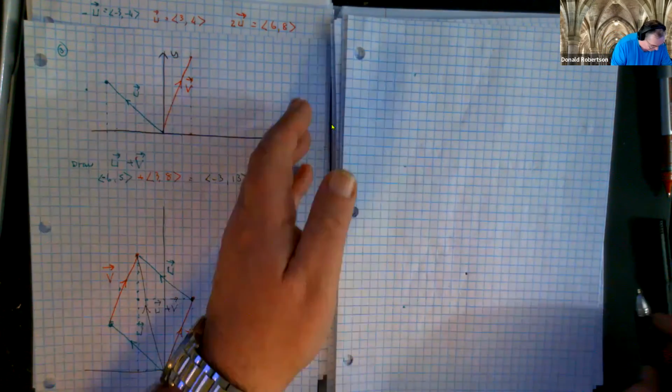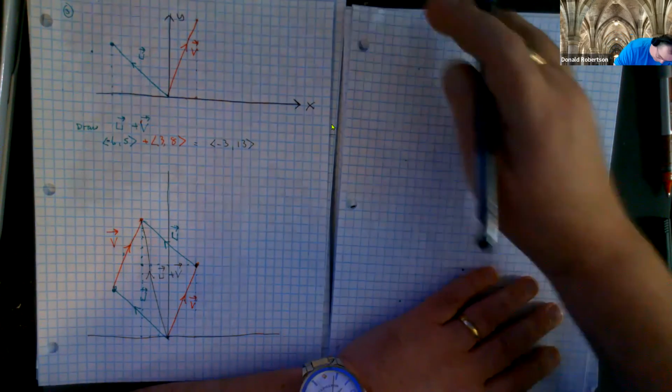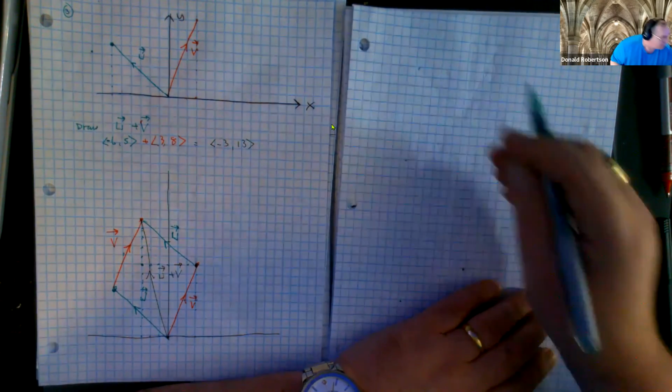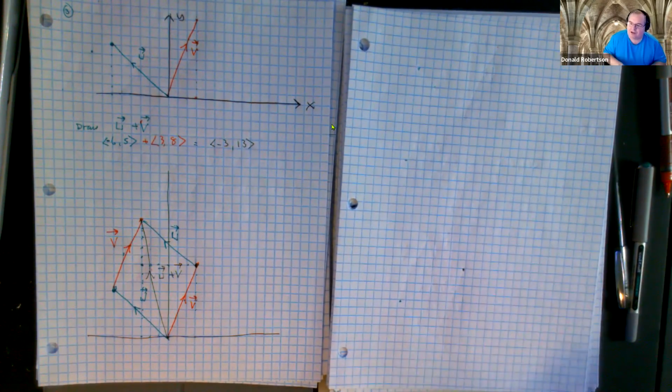Let's do a subtraction. See what visually that might look like. Let's pick a different u and v. Oh, darn it. They don't have time. Okay. Another time, another place.